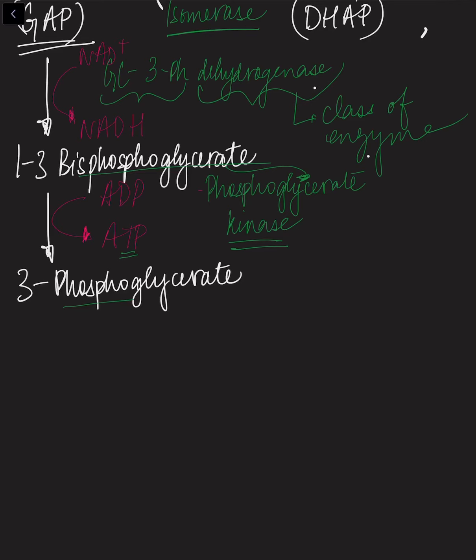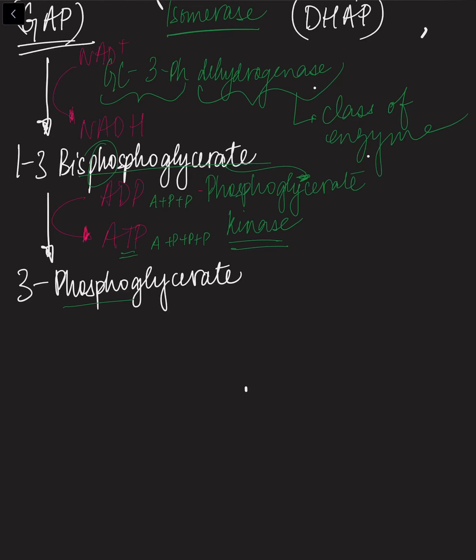So what actually is ADP? ADP is nothing but an adenine group with two phosphate groups, and ATP has 3. So one of the phospho groups from 1,3-bisphosphoglycerate is transferred to ADP, and in the end one of the phosphate groups remains attached in the product.